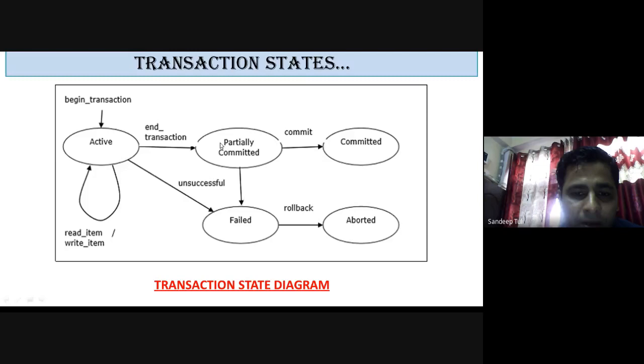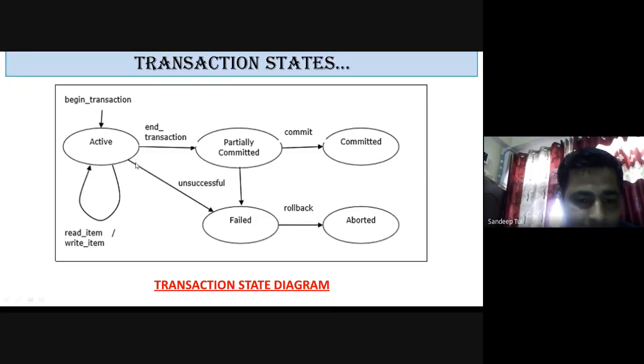Partially committed means right now it has not been committed successfully. What does committed mean? All the changes made by the transaction need to be updated onto the disk, onto the memory also. Finally, when the commit statement is executed, it will be done. That's why after executing the second last statement, it will be in the partially committed state.